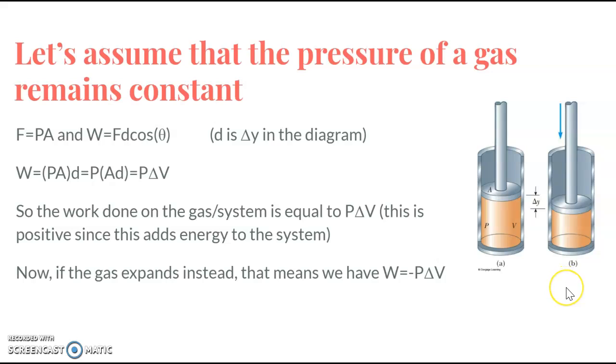Note that in this situation, we looked at the gas compressing, and we already talked about when a gas compresses, that's adding energy to the system. So this is positive work. Now, if the gas expands instead, we have negative work because the displacement and the direction of the force are in opposite directions now. So we have cosine of 180 degrees, which is -1. So that's where that negative sign comes from.